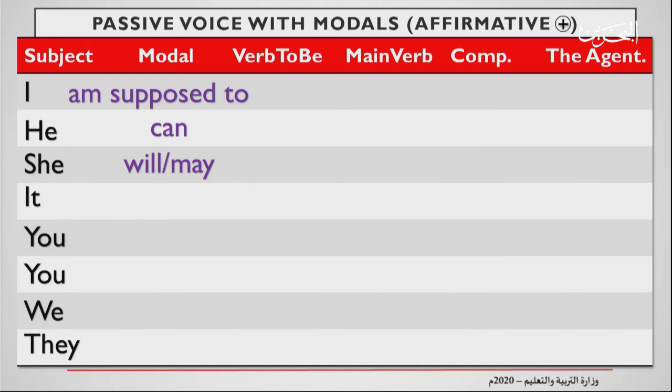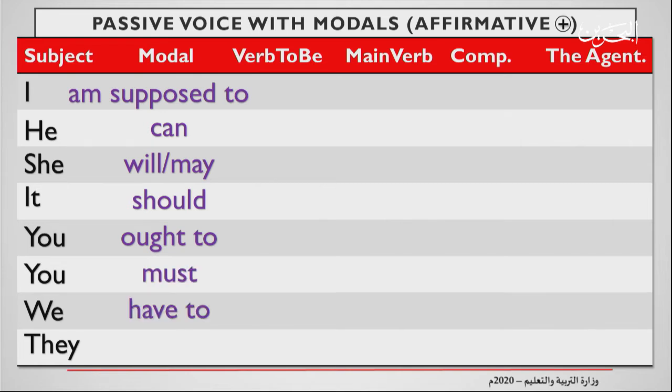Again, will and may are modals. You can apply them to all the subject pronouns. It should. You ought to. You can say, I ought to, they ought to. You must. We have to. With have, you can say, I have to, you, we, they have to. But he, she, it, you have to say he has to, she has to, it has to. They had better. So these are the modals.